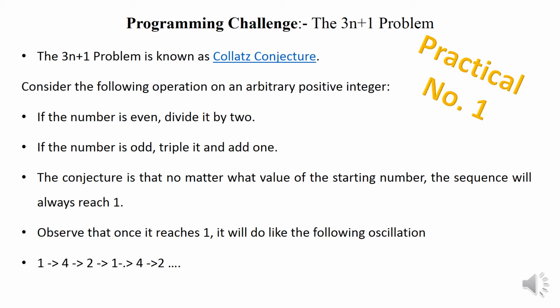So here n is 3, so 3 into 3 plus 1, that is the second condition, if the number is odd. Then we find 9 plus 1, that is 10. Friends, 10 is an even number, so we divide it by 2, we get 5. 5 is an odd number, again we perform 3n plus 1, 5 into 3 plus 1, 16. 16 is an even number, then divide by 2, that is 8.